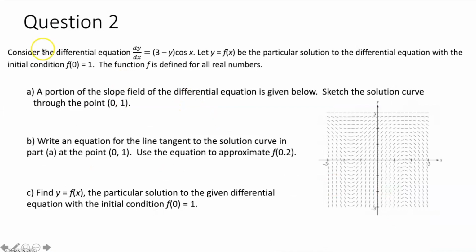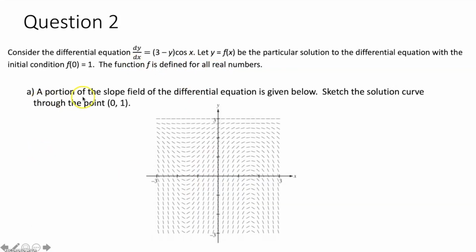Now question 2 says, consider the differential equation dy/dx is equal to the quantity 3 minus y times cosine. Let y equal f of x be the particular solution to the differential equation with the initial condition f of 0 is equal to 1. The function f is defined for all real numbers. So this question has 3 parts. Let's take each part individually.